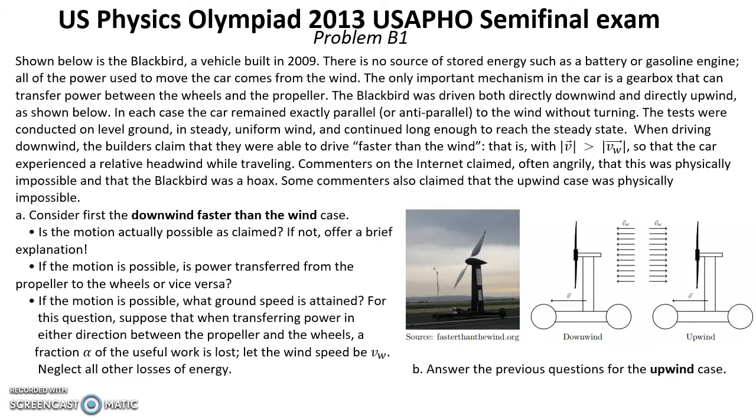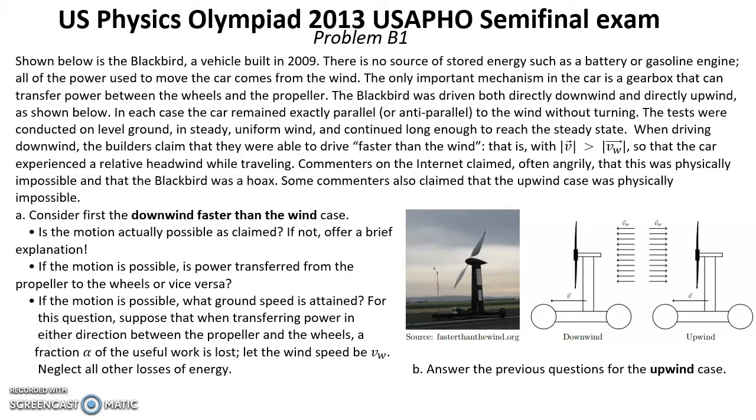US Physics Olympiad, year 2013, USAPHO Semifinal exam. Problem B1. Shown below is the Blackbird, a vehicle built in 2009. There is no source of stored energy such as a battery or gasoline engine. All of the power used to move the car comes from the wind. The only important mechanism in the car is a gearbox that can transfer power between the wheels and the propeller.